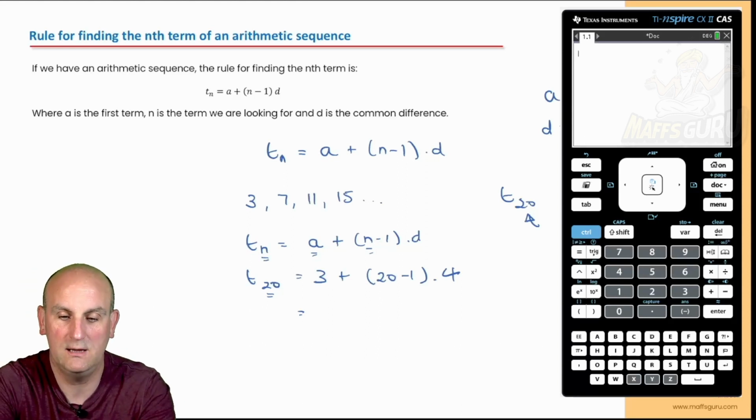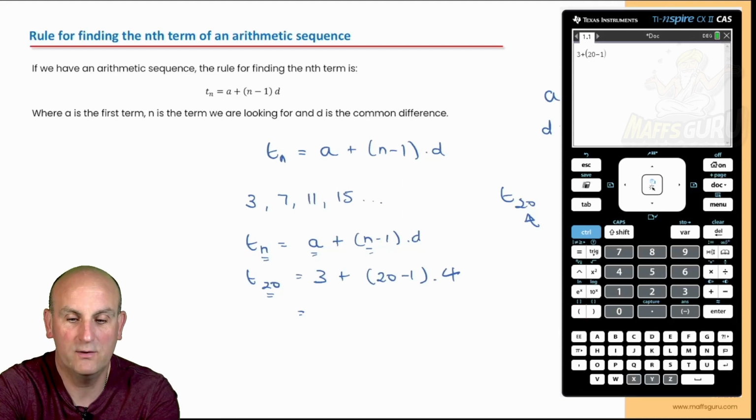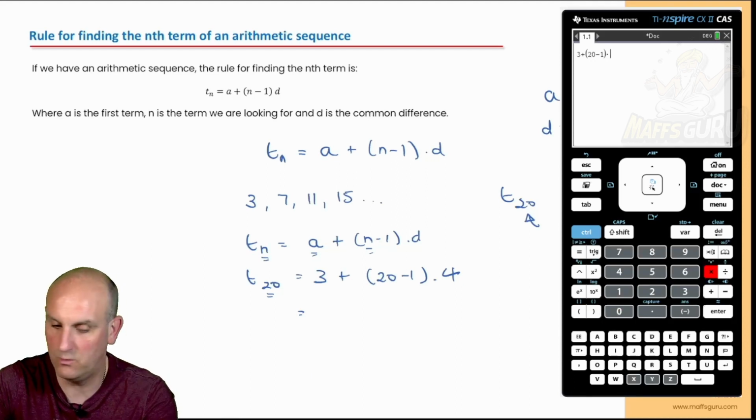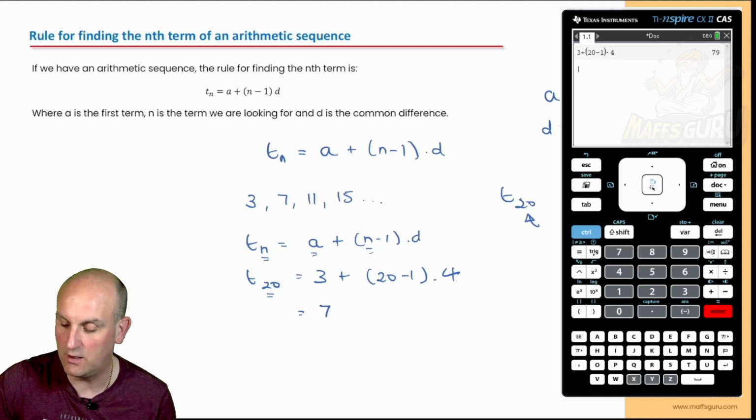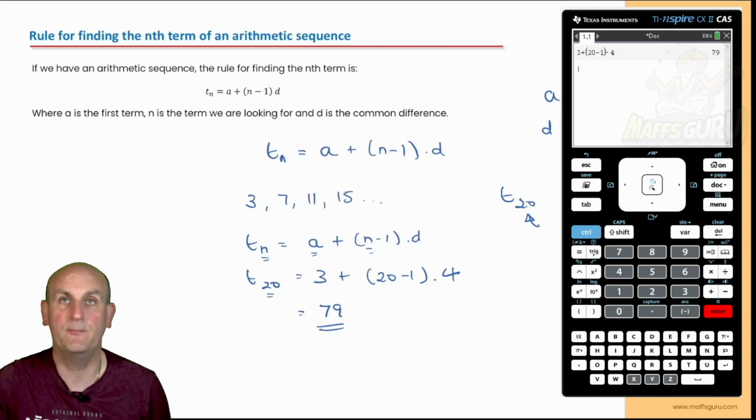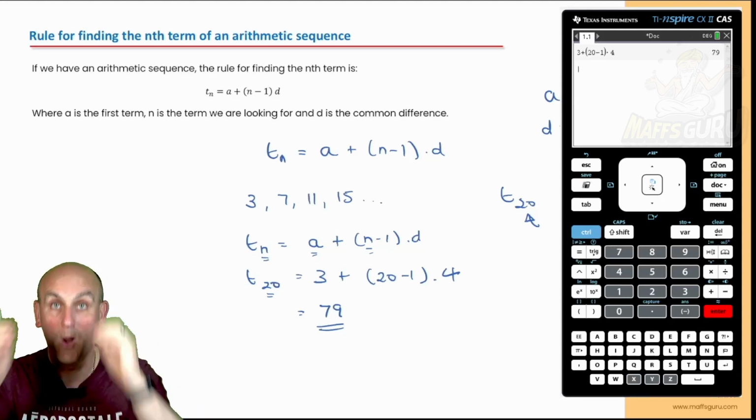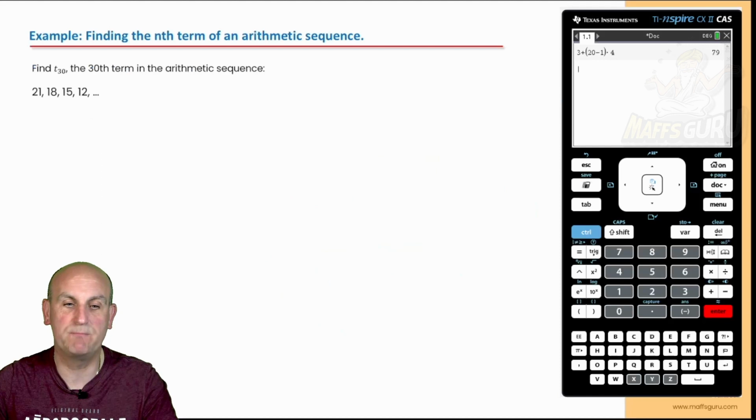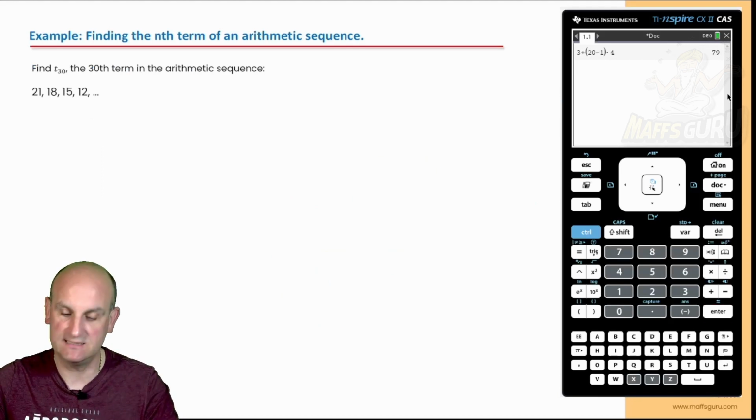So let me go. What I'm going to do: 3 plus, open brackets, 20 minus 1. Yes, I can do that in my head, I know, but why would I do that just in case I make a mistake? And there we go. In that situation, I know that my 20th number, if I was to keep continuing it over and over and over, would in fact be 79. My mind is exploding because this stuff is amazing. So I'm going to leave my calculator on the screen and let's see what happens here.